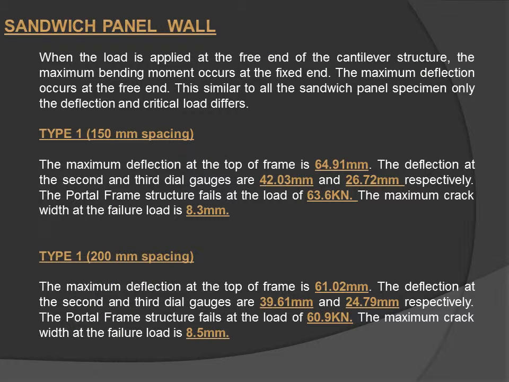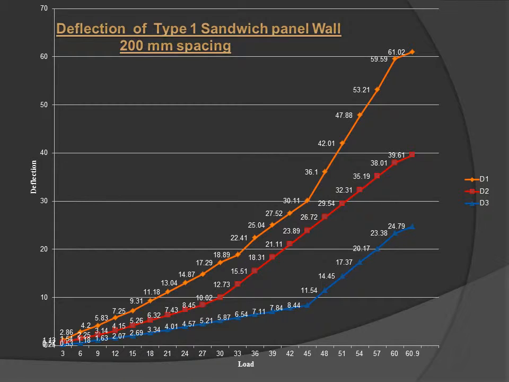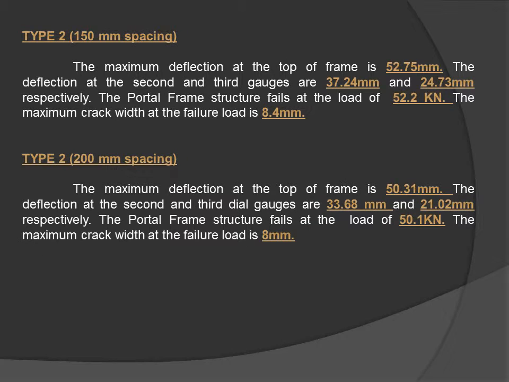And then sandwich panel type 1. These are the result analysis of the test results. This is the deflection of the type 1 sandwich panel, 150 mm spacing, in a graph. And then this is for type 2. The maximum crack width was 8.4 mm, and then for type 2 it was 8 mm.